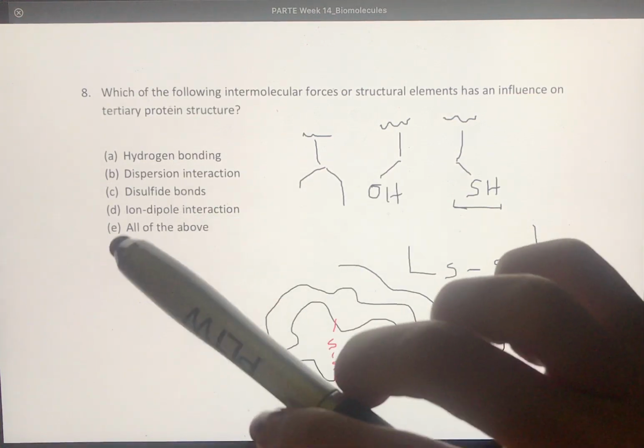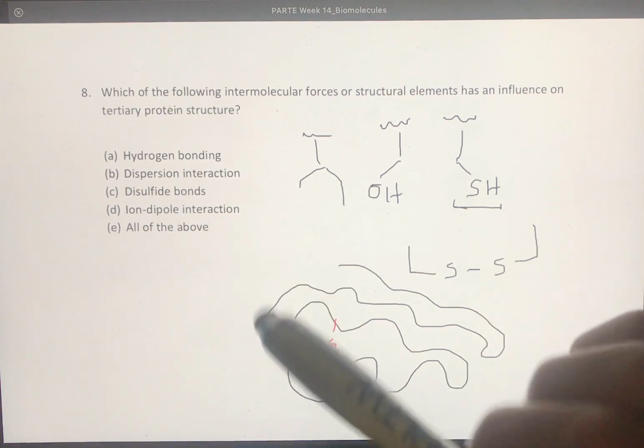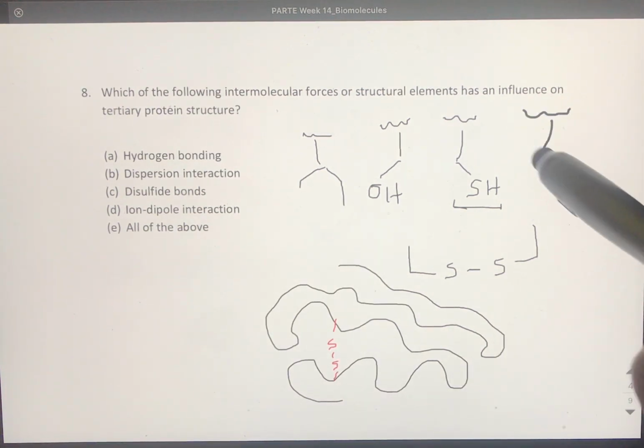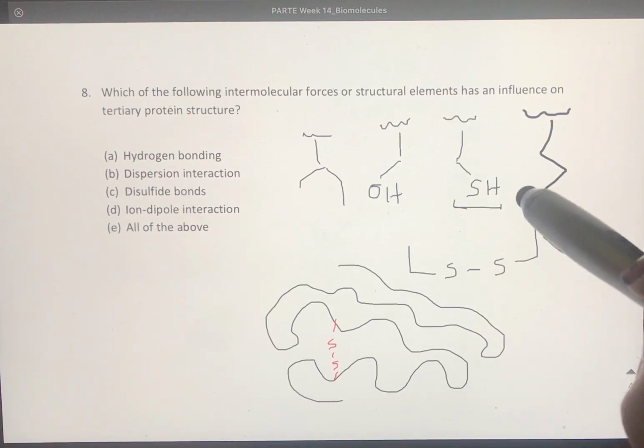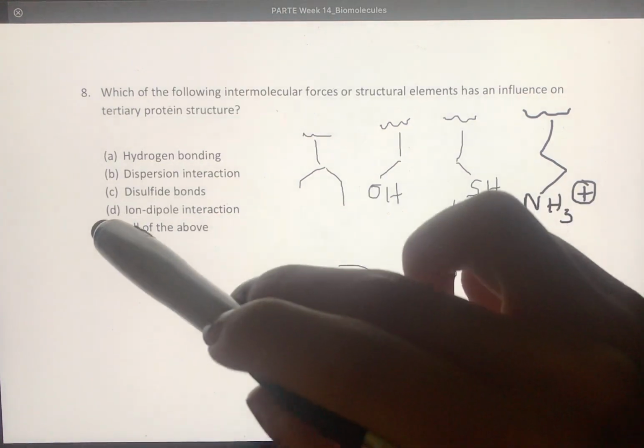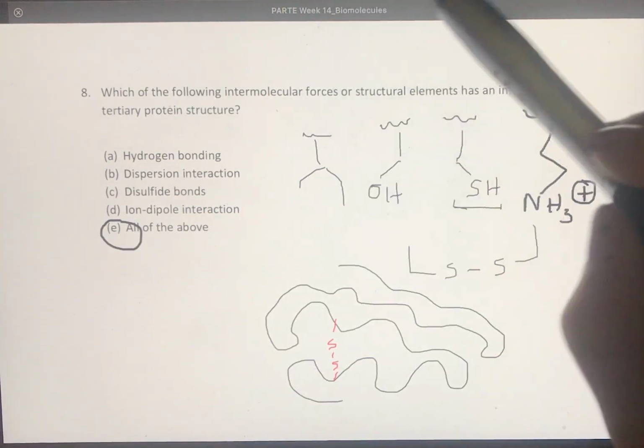And then we can also have ion dipole interactions because we might have charged proteins or charged amino acid side chains like lysine, like this one, and that can interact with dipoles in other parts of the protein. So the answer to this will be all of the above.